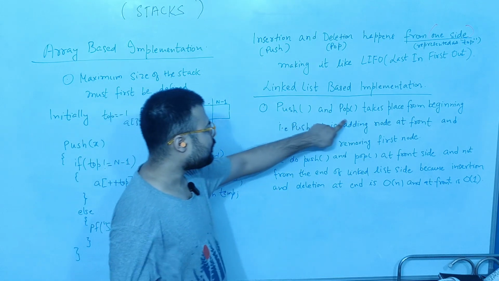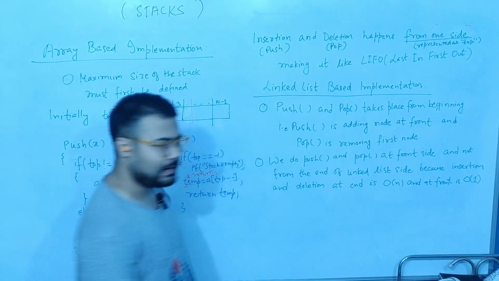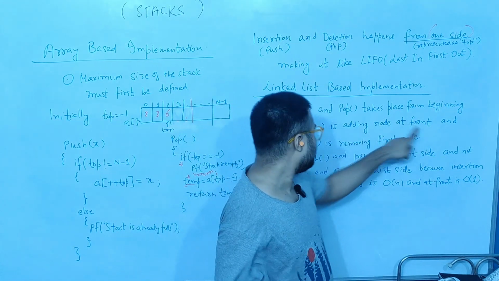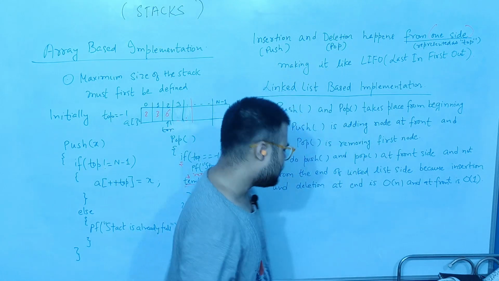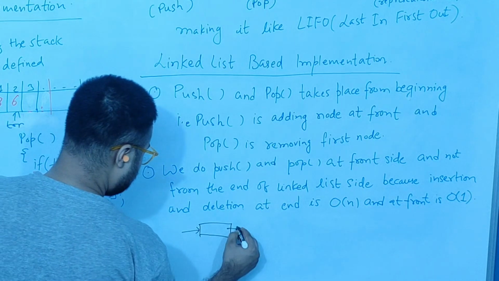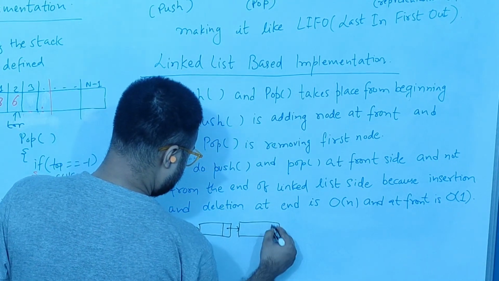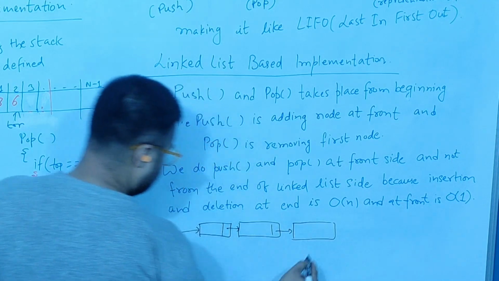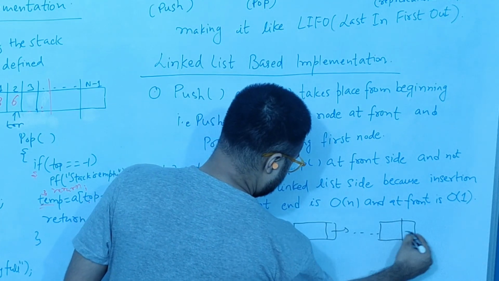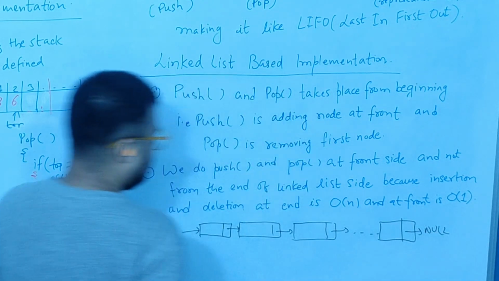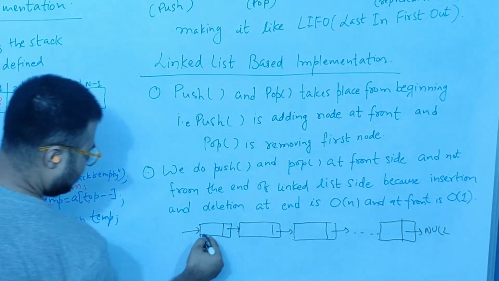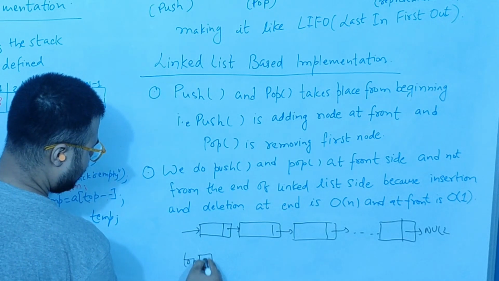So in linked list, push and pop take place from the beginning of the linked list, at the front. That is, push means you are adding a node at front and pop is removing the first node. So if this is your linked list, then push and pop take place from the beginning. So basically what your head was pointing to, I will call it top.